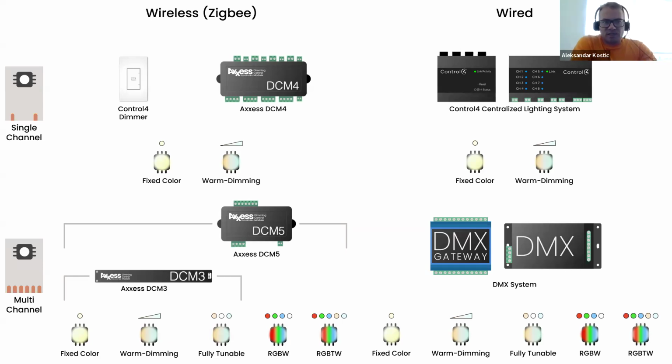So DCM4 is 4 times single channel, DCM3 is 1 up to 3-channel, and DCM5 is 1 up to 5-channel LED tape. So that is wireless multi-channel control. And for wired multi-channel control, we typically use one of two protocols. One is DMX and the other is DALI. And for both DMX and DALI, we have all the components for easy integration with Control4. So today I will speak in more detail about wireless control and how we integrate our LED tapes wirelessly to Control4 using the Zigbee protocol.